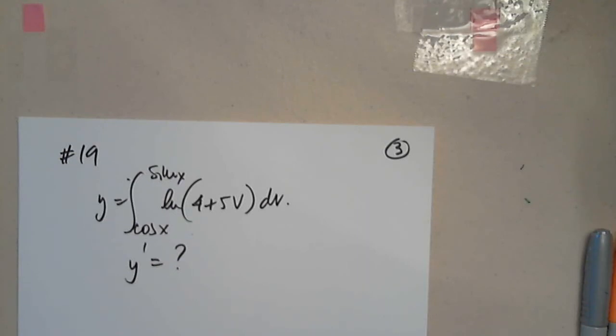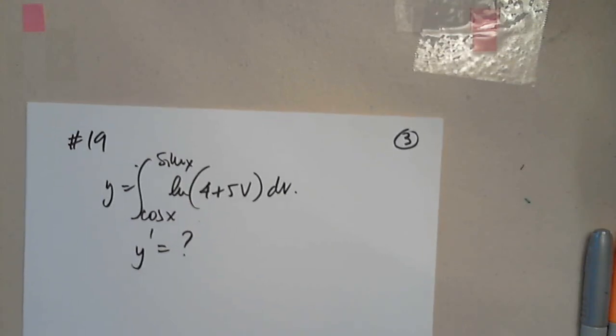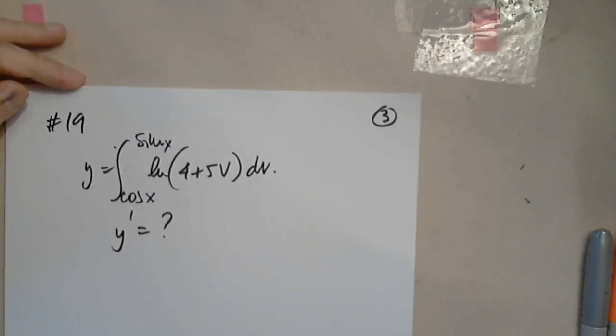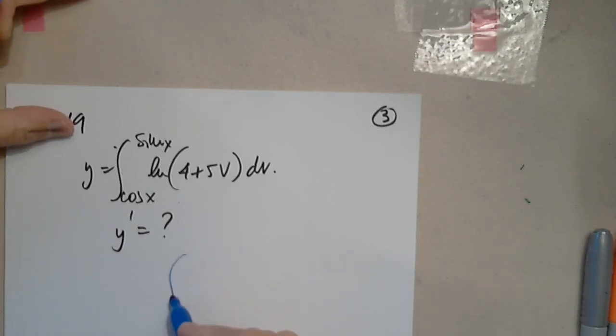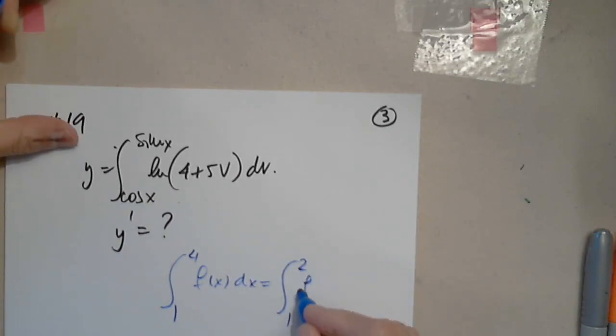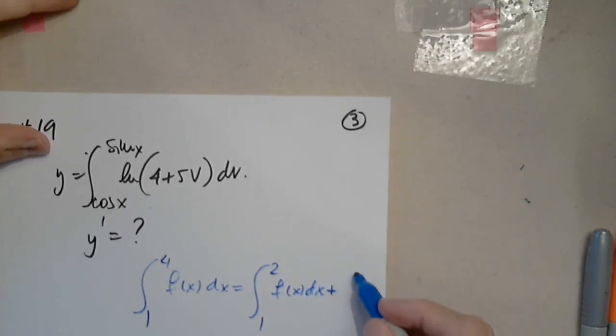Turn the lower limit into some sort of number. Correct. And how do I do that? So let me refresh your memory on another property of the definite integral. The integral from 1 to 4 of f of x dx is the same as the integral, for example, from 1 to 2 of f of x dx plus what?